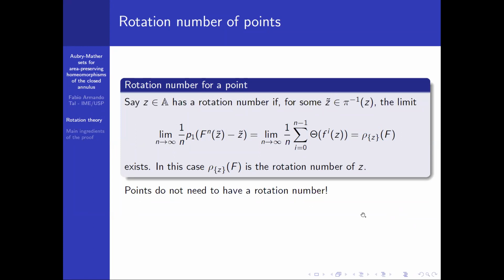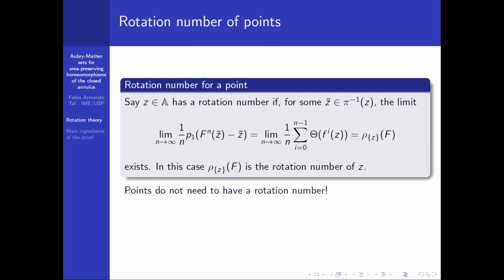You can define rotation number from a point just taking the average of how much you move to the right for a point. The thing is, rotation numbers do not need to exist. Points do not have to have a rotation number. They might have different average velocities, sometimes accumulating on one side, sometimes accumulating on the other side. And more than that, rotation numbers do not need to be equal.